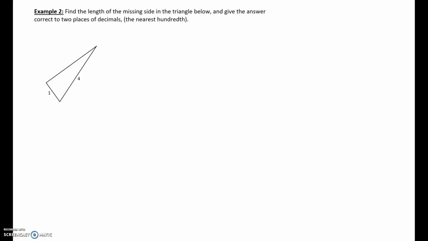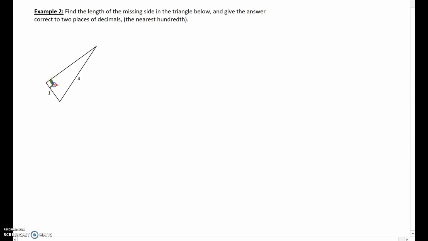Here's another example of Pythagoras' theorem. Again, you have a right angle triangle. Let's mark in the right angle there. I guess one of the hardest things to spot about this problem, if you're new to these questions, is where is the right angle? And remember, the right angle is always opposite the hypotenuse.